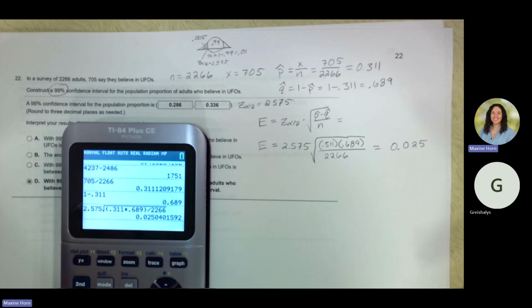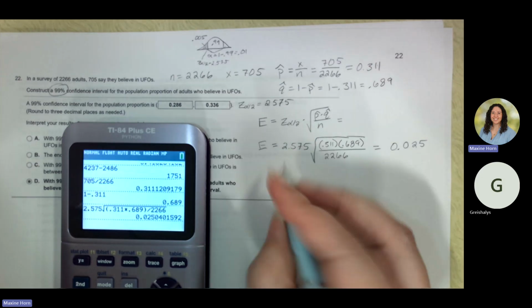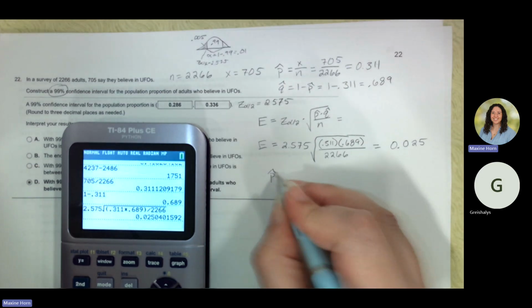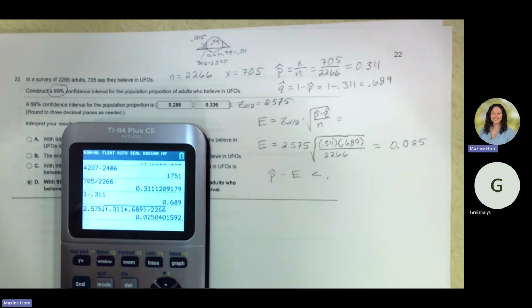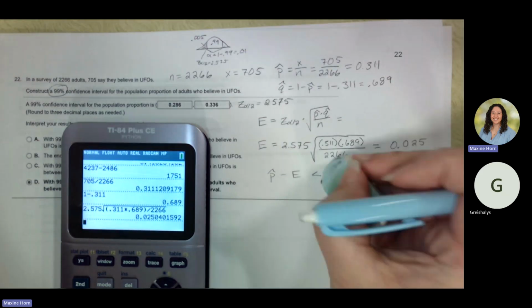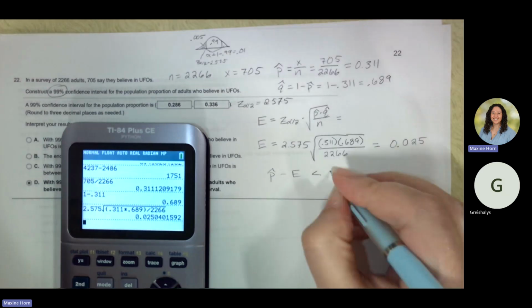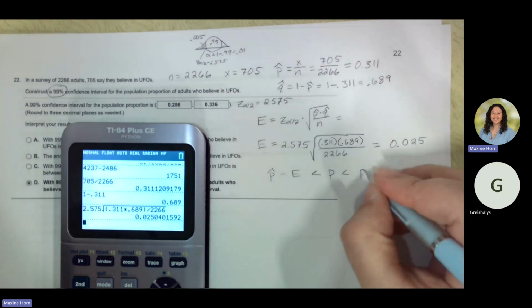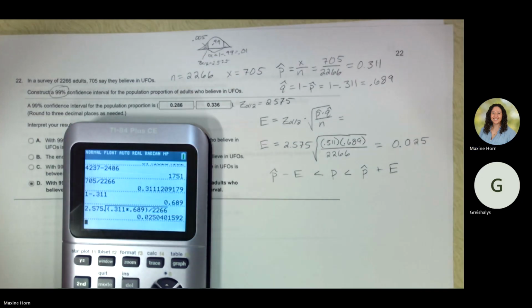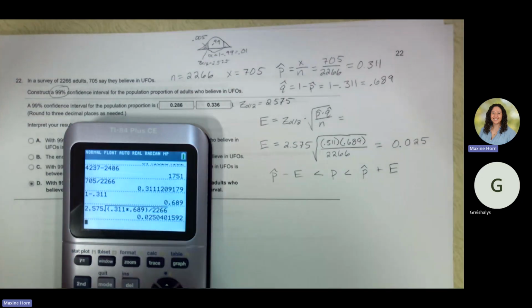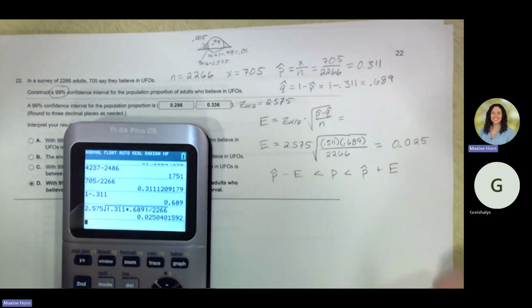0.025, okay? So I'm going to take my sample proportion and I'm going to subtract my error. I was about to write mean. It's not mean, it's the population proportion. And I'm going to take my sample proportion and add my margin of error, right? Same process that we do with the mean, just with the proportions.